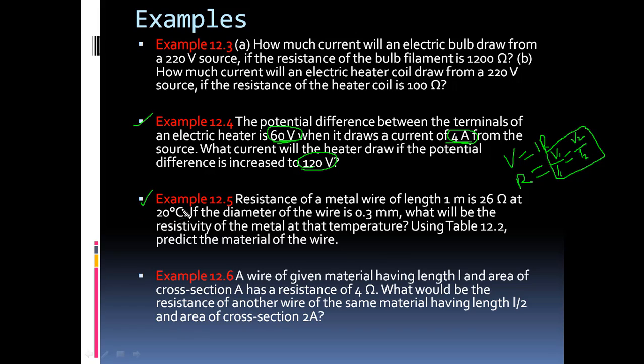Next example. Resistance of a filament wire of length 1 meter is 26 ohm at 20 degrees centigrade. If the diameter of the wire is 0.3 mm, what will be the resistivity of the metal at that temperature? Using table 12.2, predict the material of the wire. So you use this table and try to solve this question.